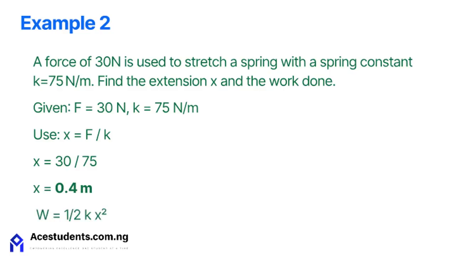Now let's calculate work done. We use the formula for work done, which is equal to half kx squared. Substituting into the formula, we have half times 75 times 0.4 squared. That gives a final result of 6.0 joules.